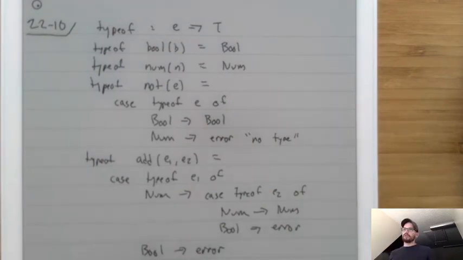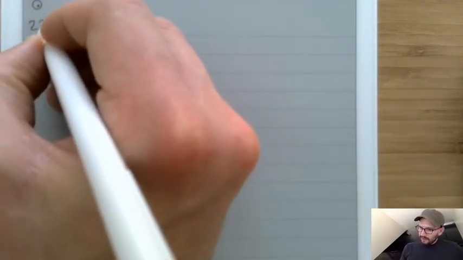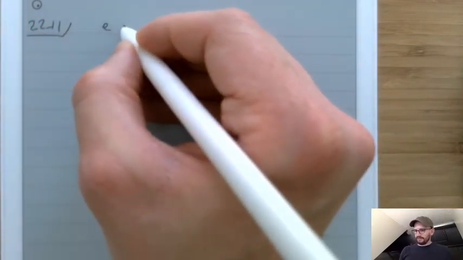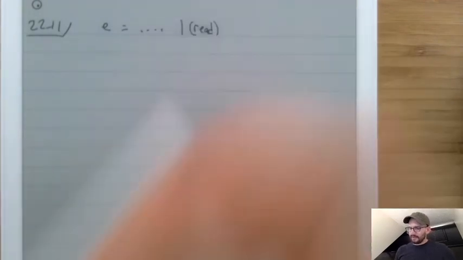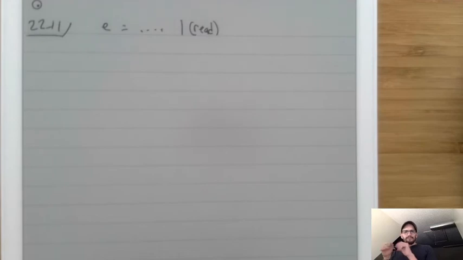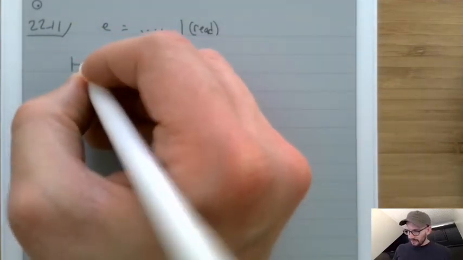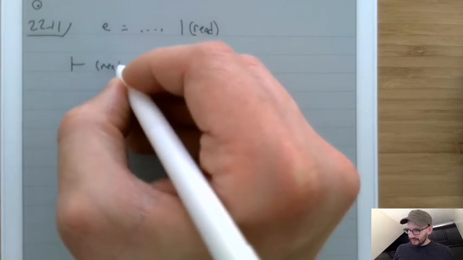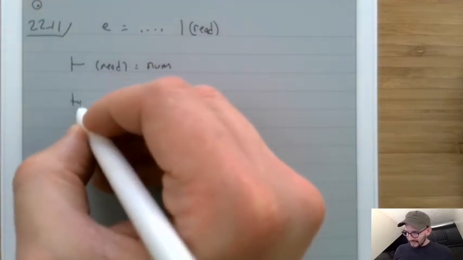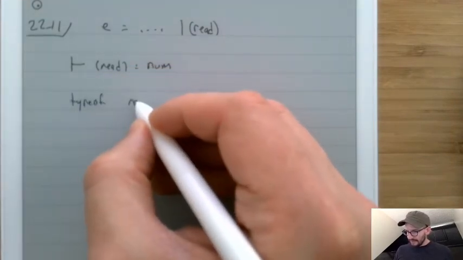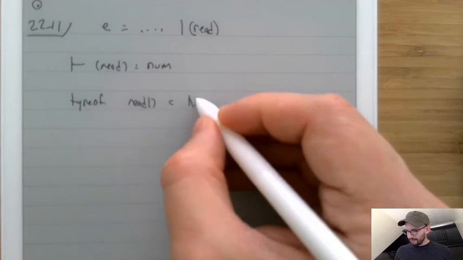We can make our program much more obviously powerful if we change our language to have one new feature. We'll add a feature that's called read. And what read does is it's going to read a number typed in by the user. We're going to add a rule that says read is always a number. We're going to add a case that says typeOf read is equal to num.